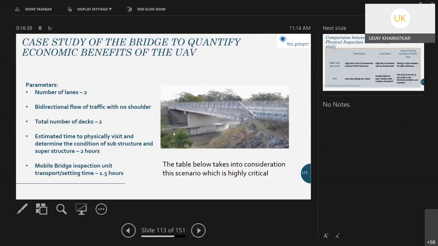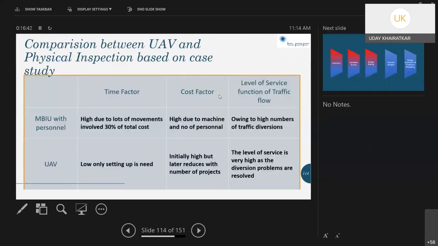This is a case study of a bridge, and the comparison table is there. For the conventional method, the cost was very high due to lots of movements involved, 30% of total cost. Time factor was very high. Cost factor high due to machine and number of personnel. Level of service a function of traffic flow, etc. And for UAV, low, only setting up. There's no setting up actually required. Just go to the site and start your drone. Initially high, but later reduces cost with number of projects.